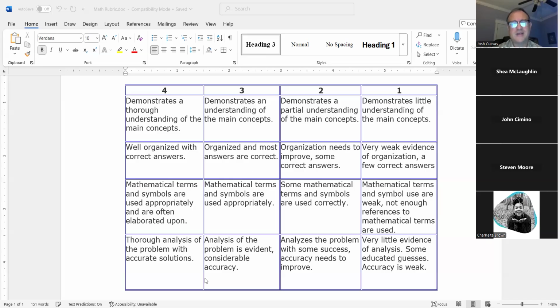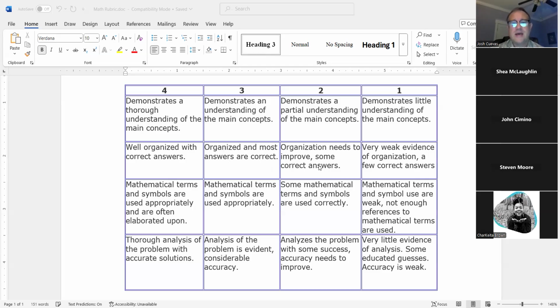But also notice here it says answers are correct, right? And down here, it has considerable accuracy. In math, can you have something that is correct but inaccurate? Or could you have something that is accurate but incorrect? I would argue no, a contradiction in terms. So basically, it's grading the same thing in two different categories. You don't want to do that.